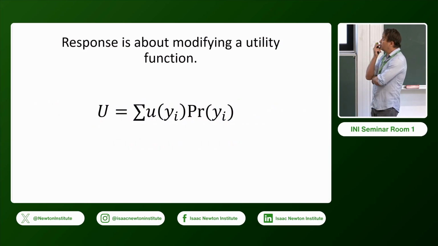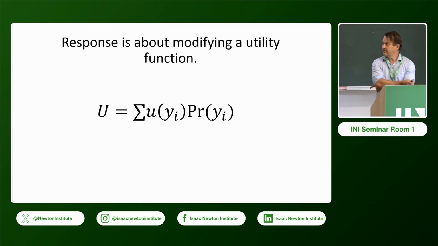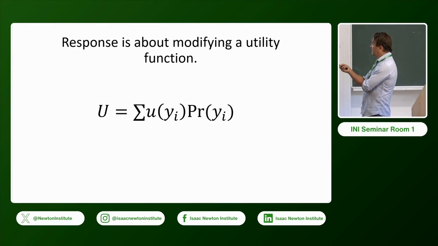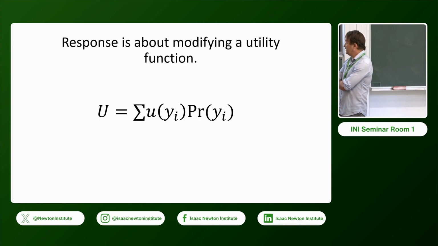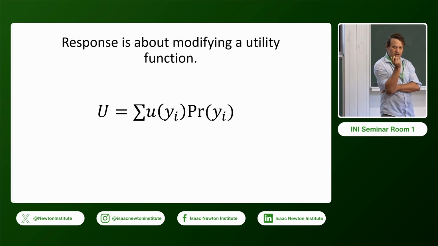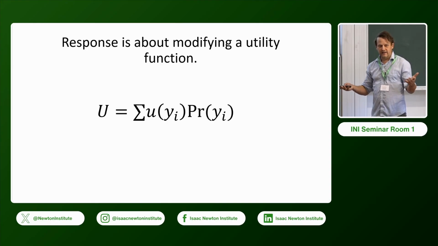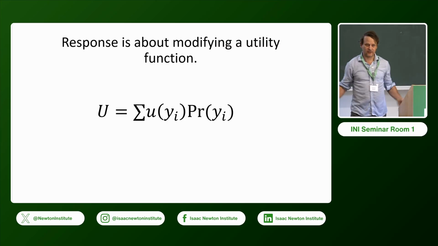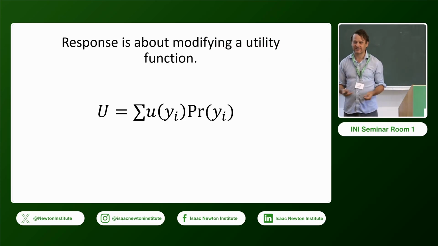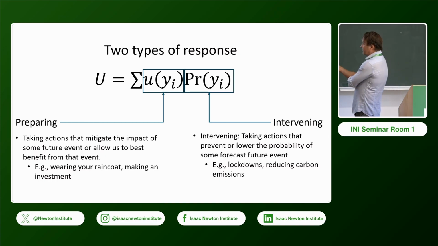So I'm going to say that response is about modifying a utility function, right? There's some utility of the actions we take, and that is going to be based on the utility to us of a future event times the probability of that future event happening, across all the future events. This is just the classic definition of a utility function. Nobody's shocked here. And we have two ways of responding.